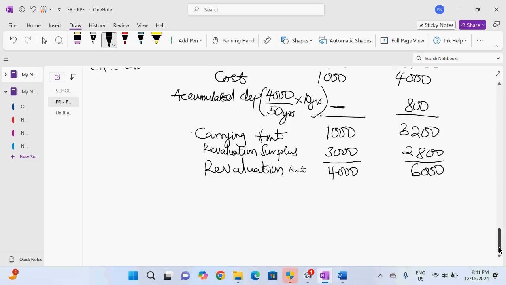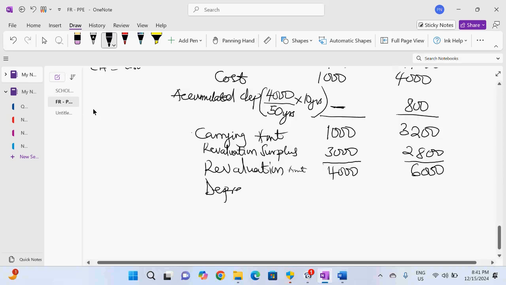Now we know that the total useful life of the asset is 50 years. How many years have we used? 10. So what is the remaining useful life? 40. So now we continue to compute the depreciation.